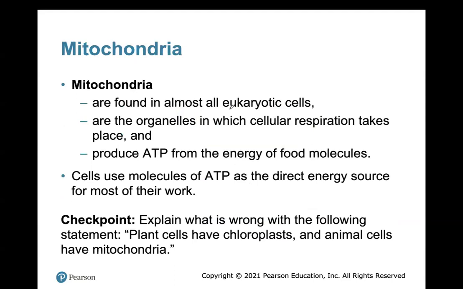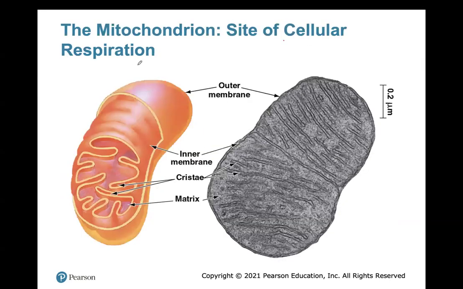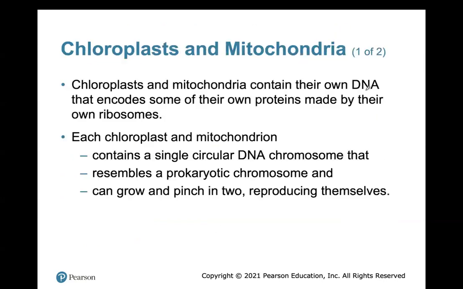Mitochondria are found in almost all eukaryotic cells. These are the organelles that produce ATP from the energy of the food molecules the cell takes in. You can see there's a mitochondria. Cellular respiration is the process of turning glucose into ATP. Chloroplasts and mitochondria contain their own DNA that encodes some of their own proteins.